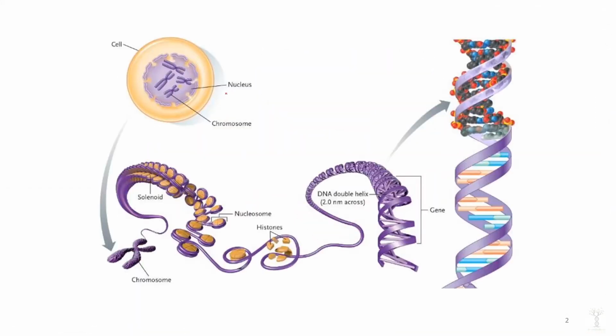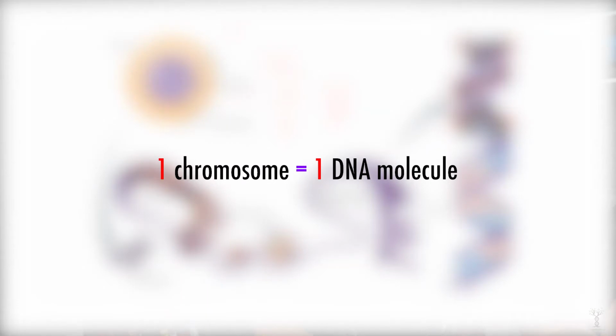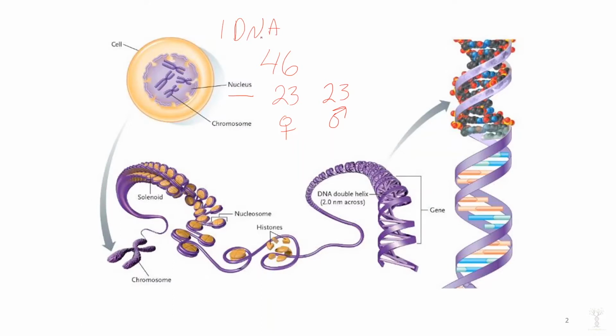If we look at the cell, inside the nucleus, we have our chromosomes. Every single cell that has a nucleus in humans contains all 46 chromosomes. We get 23 chromosomes from our mom and 23 chromosomes from our dad. Each chromosome is one DNA molecule. So DNA is the largest of the macromolecules. One DNA molecule can be a couple of centimeters long.